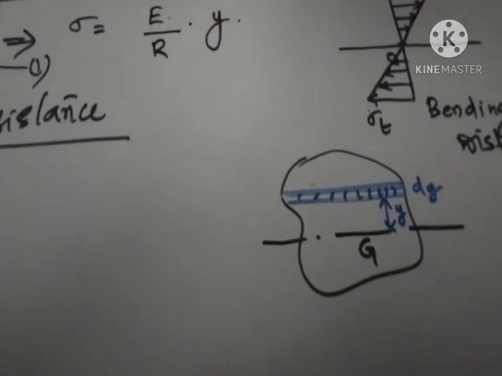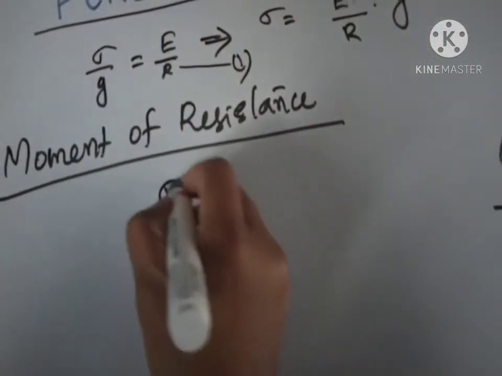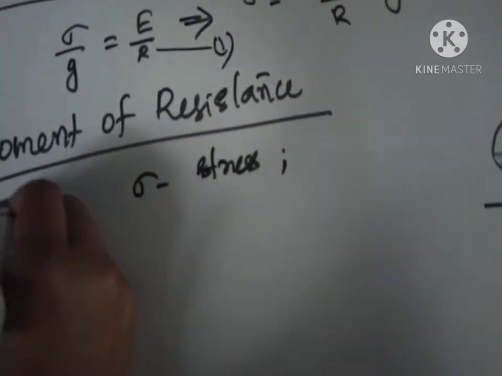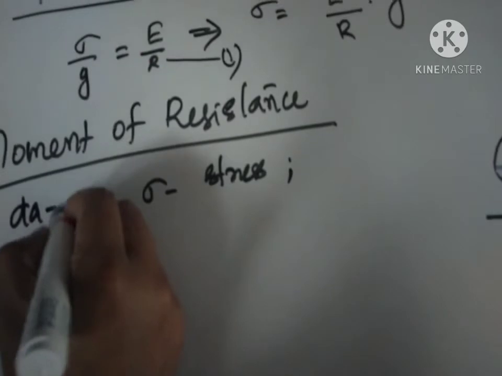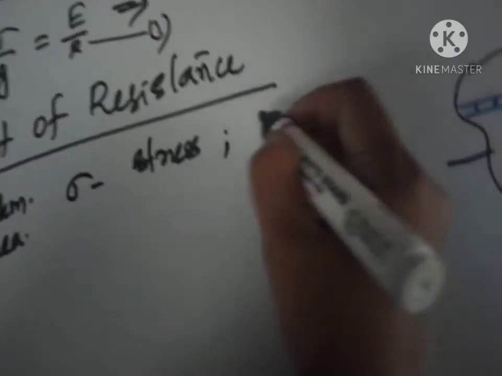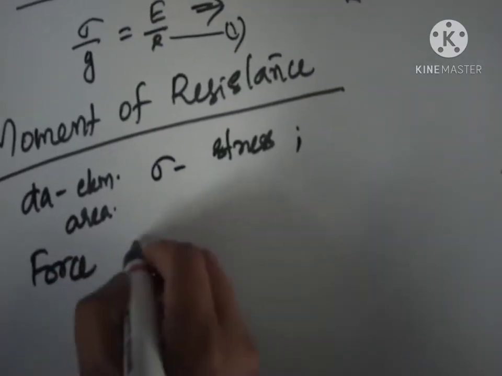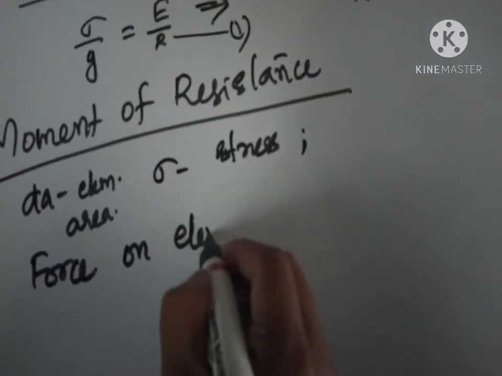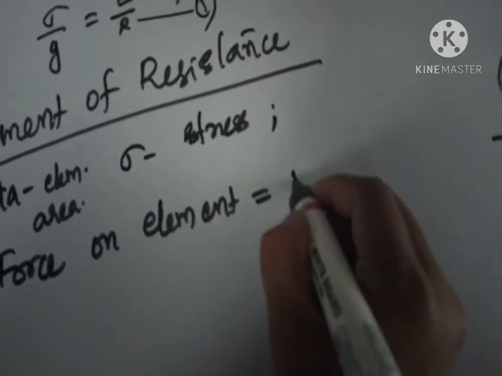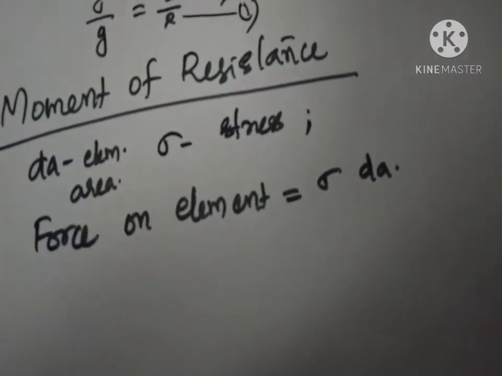Let sigma be the stress on this layer, and dA be the elemental area. So what will be the force on the element? Force on the element will be stress into area, that is sigma into dA. That will be the force.